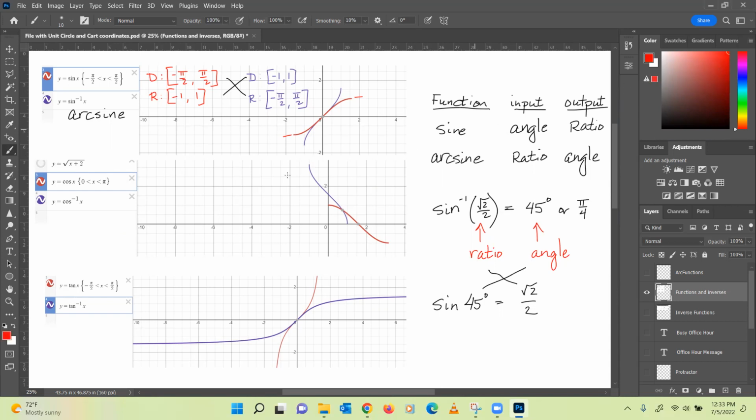Let's look again at cosine here. Cosine's domain, we had to restrict from 0 to pi, and its range, again, was -1 to 1, which means the arc function had a domain of -1 to 1 and a range that was 0 to pi. For tangent, the domain we restricted just like we did with sine to -pi/2 to pi/2. And the range now becomes, well, we can see this will keep going forever, right? So -∞ to infinity.